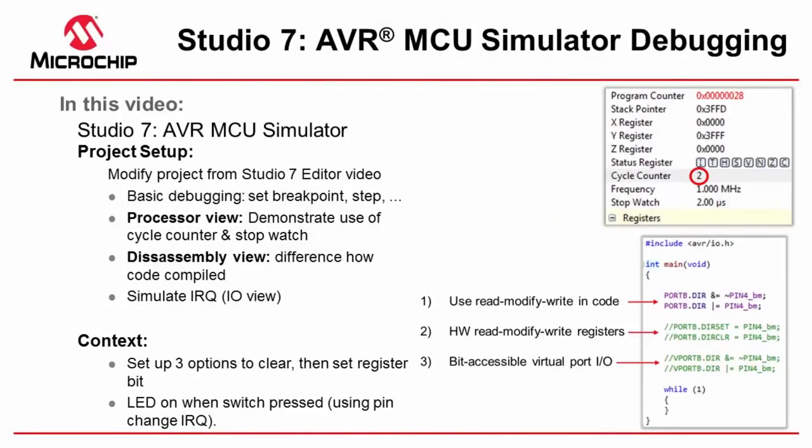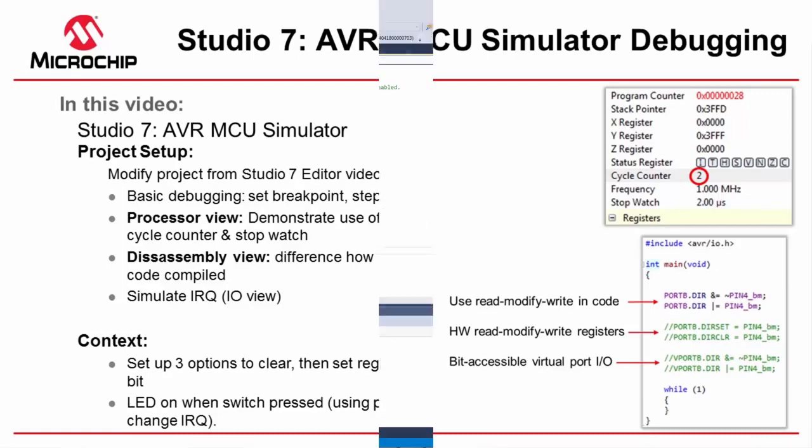In this short video, I'll be showing off the AVR simulator. I'll be using 3 different options to set and clear different register bits, just to demonstrate the difference between a hardware read modify write, doing it normally in software, and then also using the bit addressable virtual port registers in some of the new Tinies. So I'm going to use the cycle counter and the stopwatch to demonstrate the difference between these, and also disassembly view so you can see how each of the code is compiled. And then I'm also going to simulate some interrupts using the simulator as well.